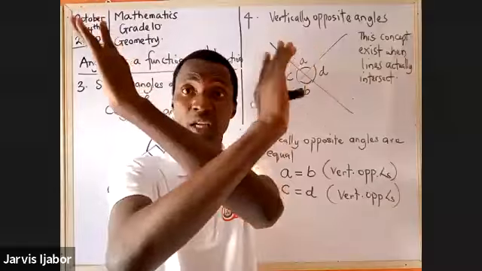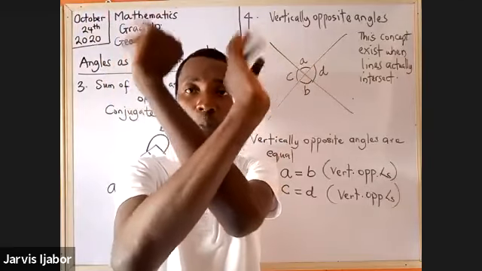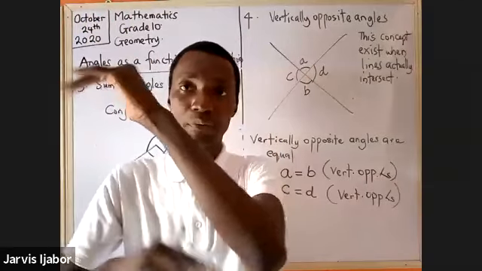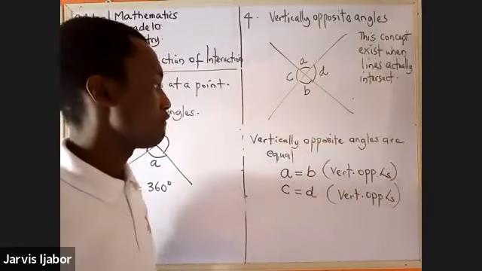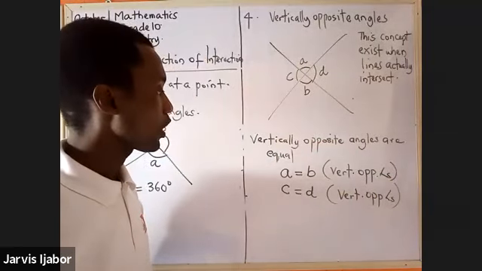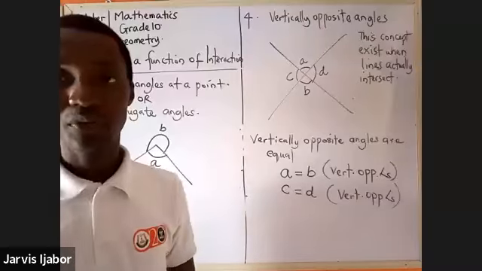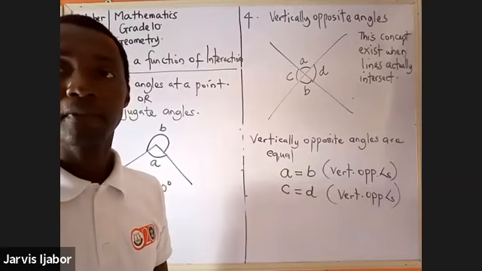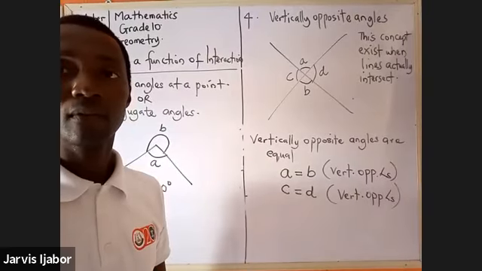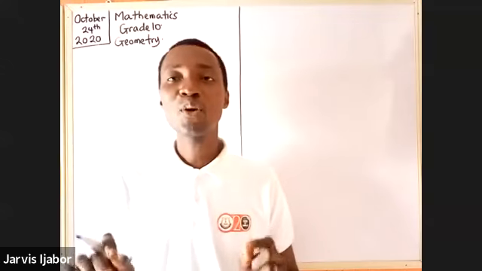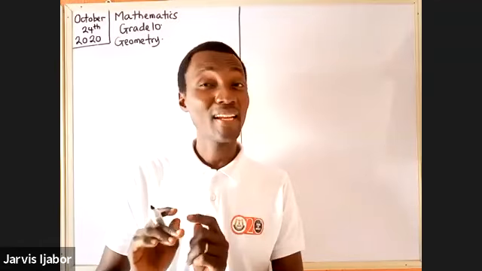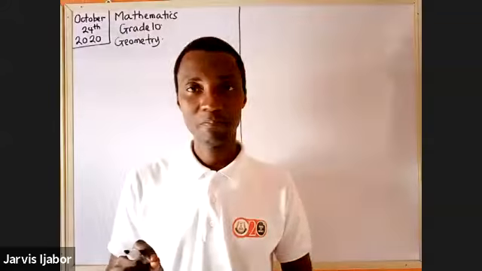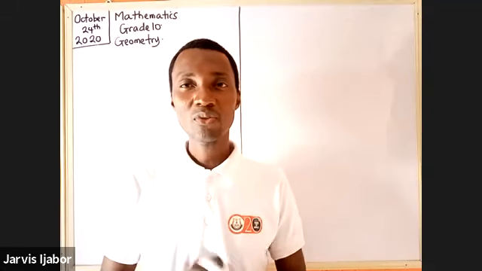So if I have lines that are intersecting, this angle up will be facing this angle down, and this angle on this side will be facing this angle on this side. So that's what we mean by vertically opposite angles. Okay? We'll be going into something that is peculiar to parallel lines, and I need you to really listen very well. Now, angles.